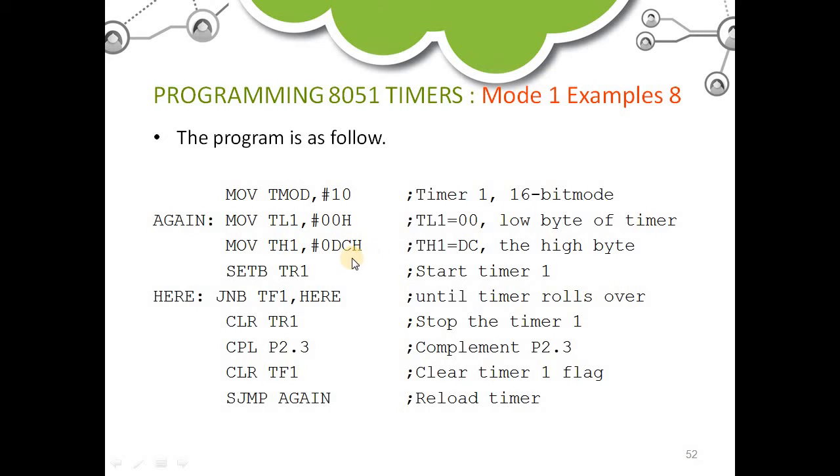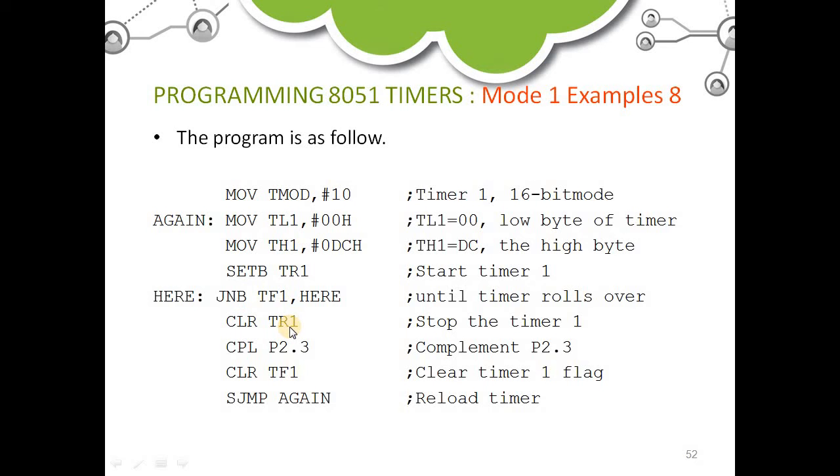So DC00, DC01, DC02. On every clock pulse, it will keep on incrementing till it reaches its maximum limit of FFH. And once it reaches its maximum limit, on the next clock pulse, it is going to roll over. During that time, the timer overflow flag will be set to 1. So once the timer overflow flag is set to 1, it comes out of this instruction.